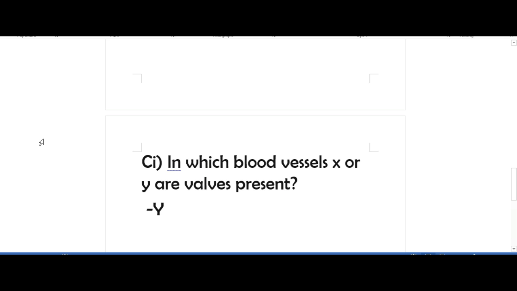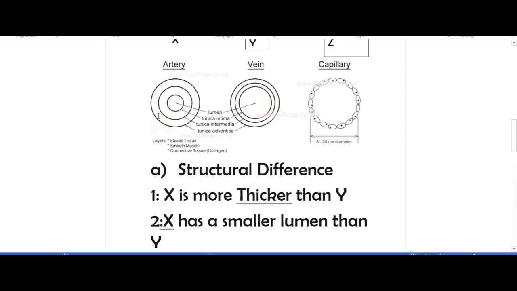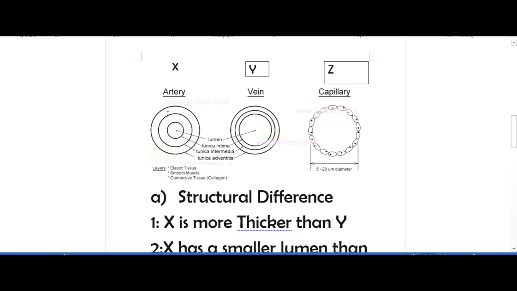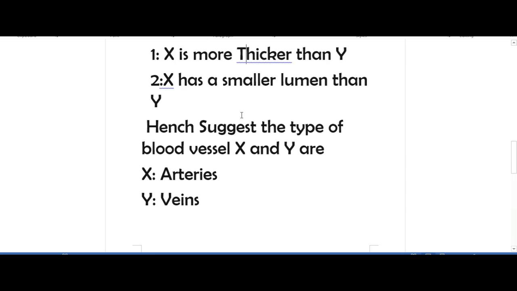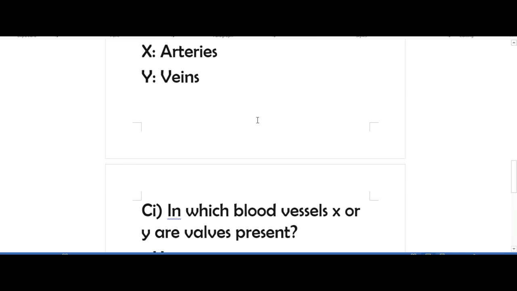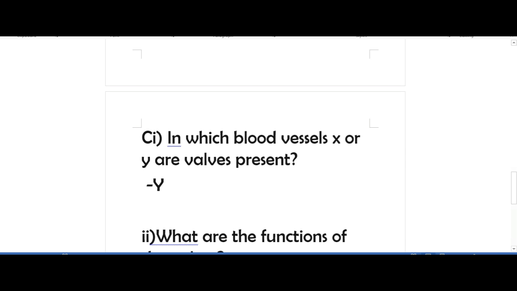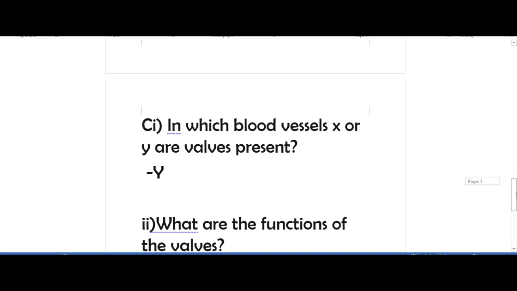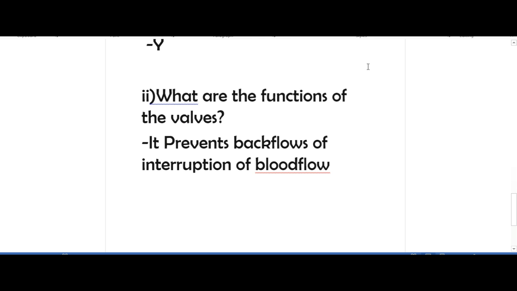So in order to prevent the backflow of the blood, it requires a valve which stops the blood from flowing back or getting interrupted, so that more blood can flow easily. Now, what are the functions of the valves? It prevents backflow or interruption of blood flow.